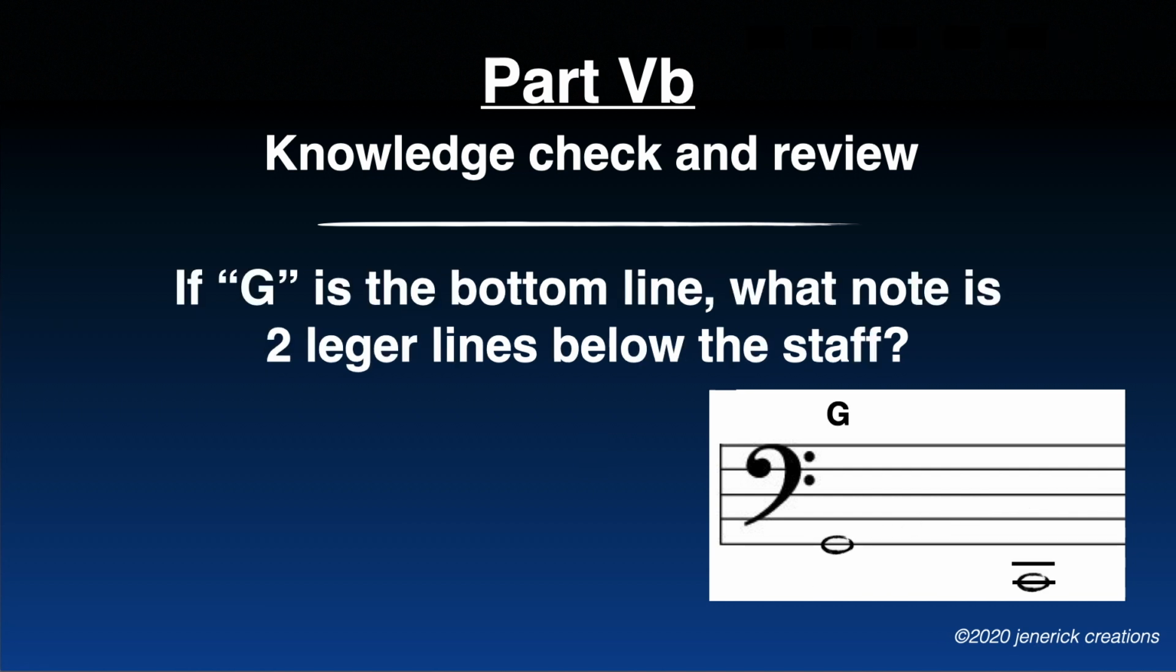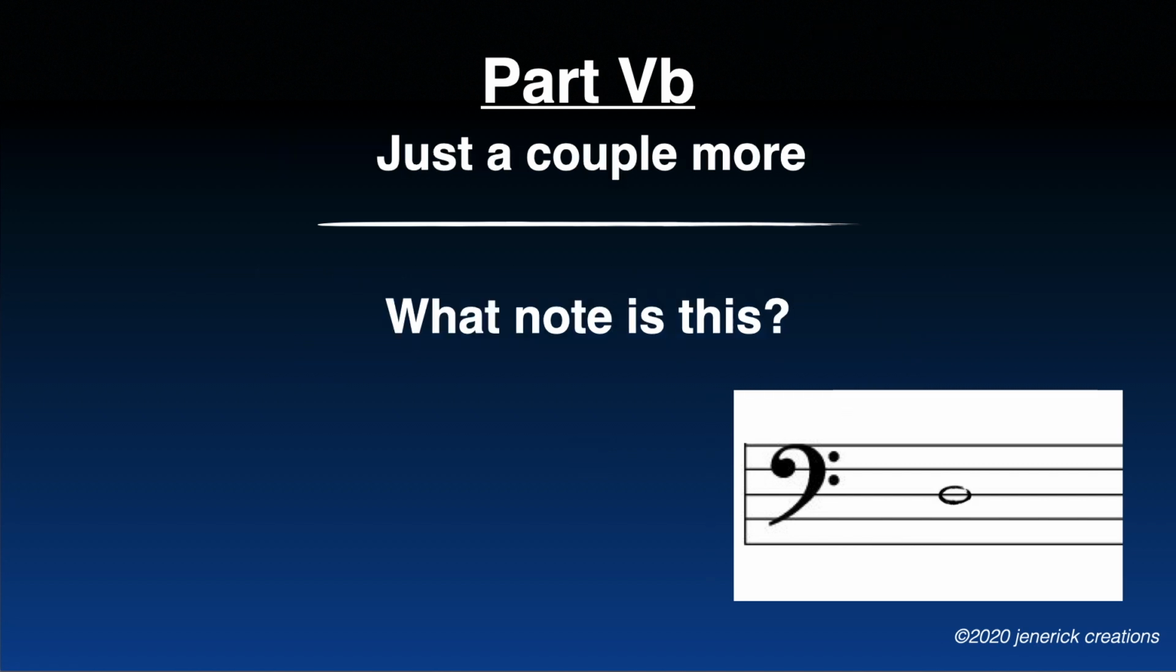If G is the bottom line, what note is 2 ledger lines below the staff? There's our G, and we will work our way downwards, counting backwards through the musical alphabet. That's the note C. What note is this? That's the note D. How about this? That's the note B. How about this one? That's the note F. And what about this one? That's the note D.